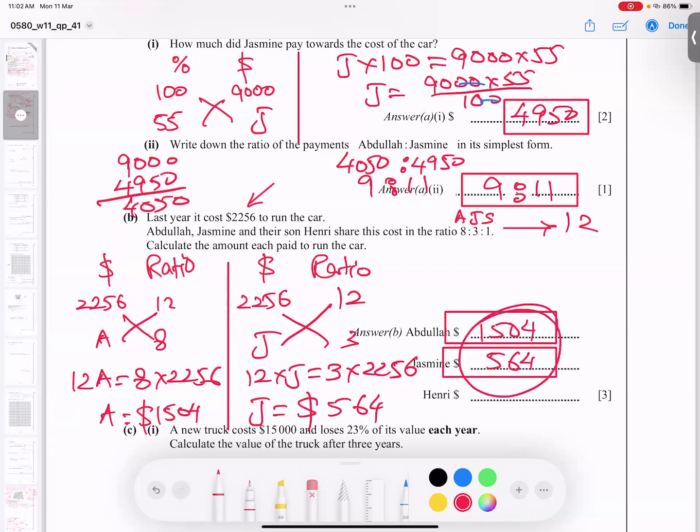Now, if I add them both and subtract from the total, look, I show you here. 2256, if you add them both, so it means subtract 1504 and subtract 564. What answer am I getting? 2256 minus 1504 and minus 564. So my answer is coming $188 for Henry. I think all points are clear.